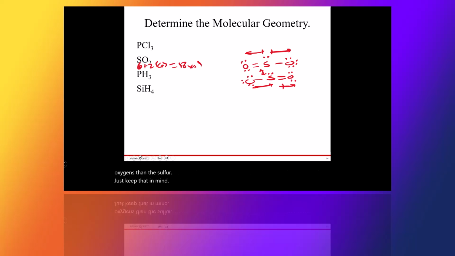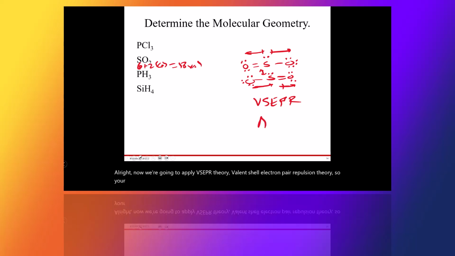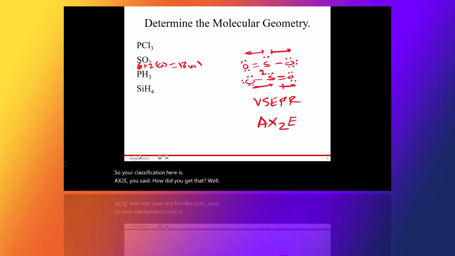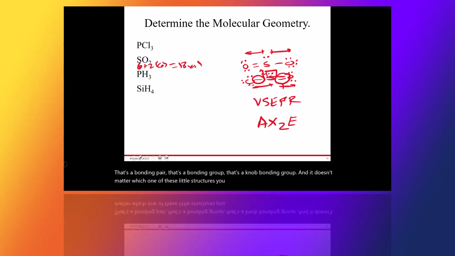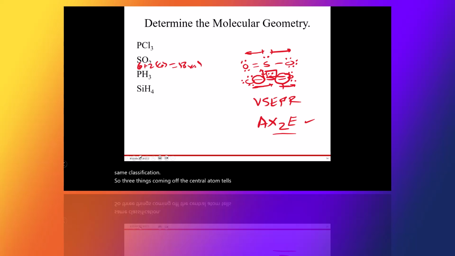All right, now we're going to apply VSEPR theory, valence shell electron pair repulsion theory. So your classification here is AX2E. You say, how'd you get that? Well, that's a bonding pair, that's a bonding group, that's a non-bonding group. And it doesn't matter which one of these Lewis structures you choose, you're going to come up with the same classification. So 3 things coming off the central atom tells me it should look like a triangle.